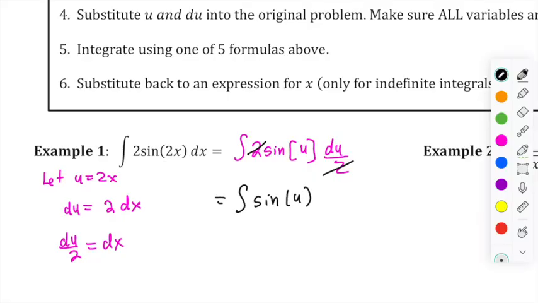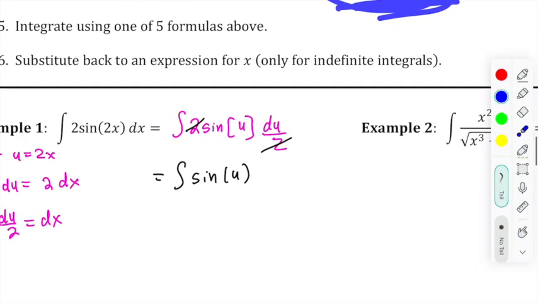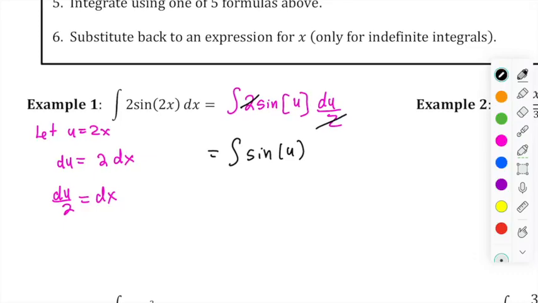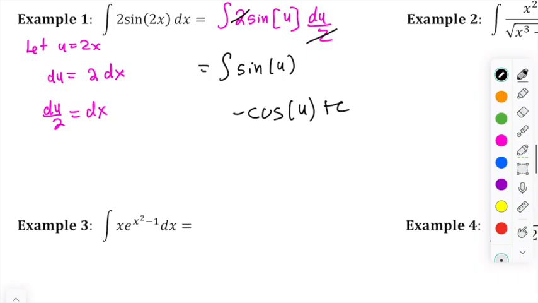And we know how to do this function, or this integral. And notice there is no x's left. That's one thing. So make sure all the variables are in the form of u. So now the integral of sine is negative cosine of u plus c. And we are almost done. We do have to substitute back for x.